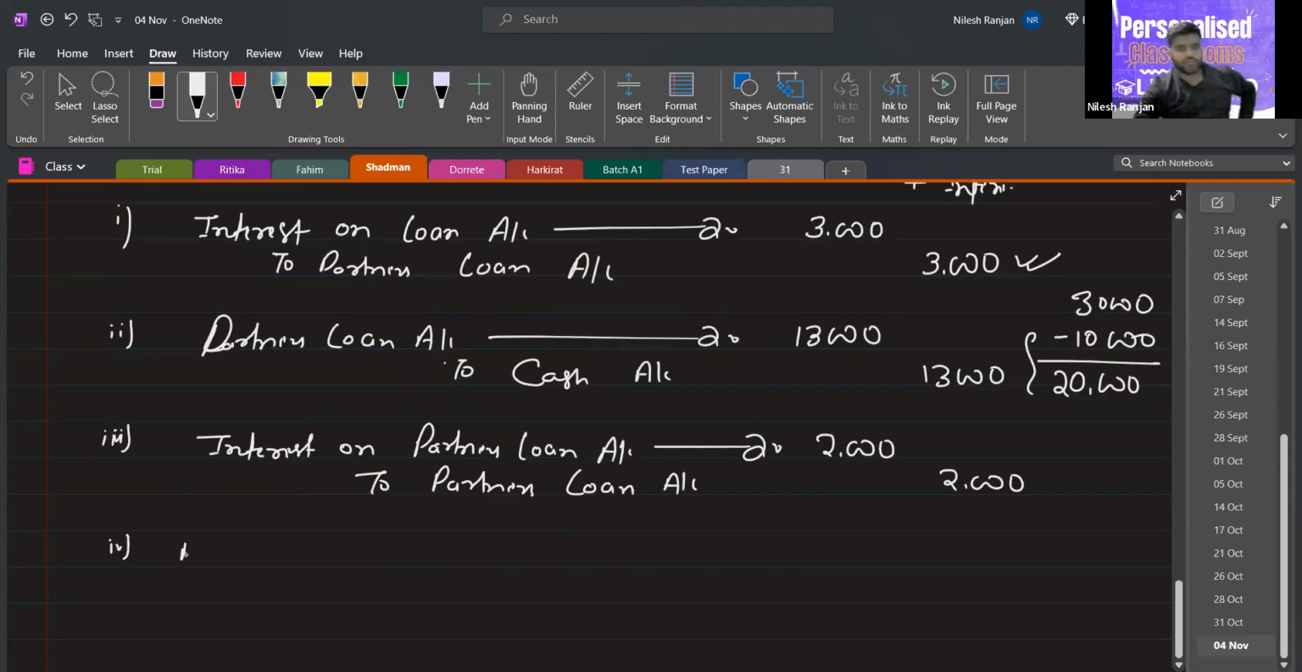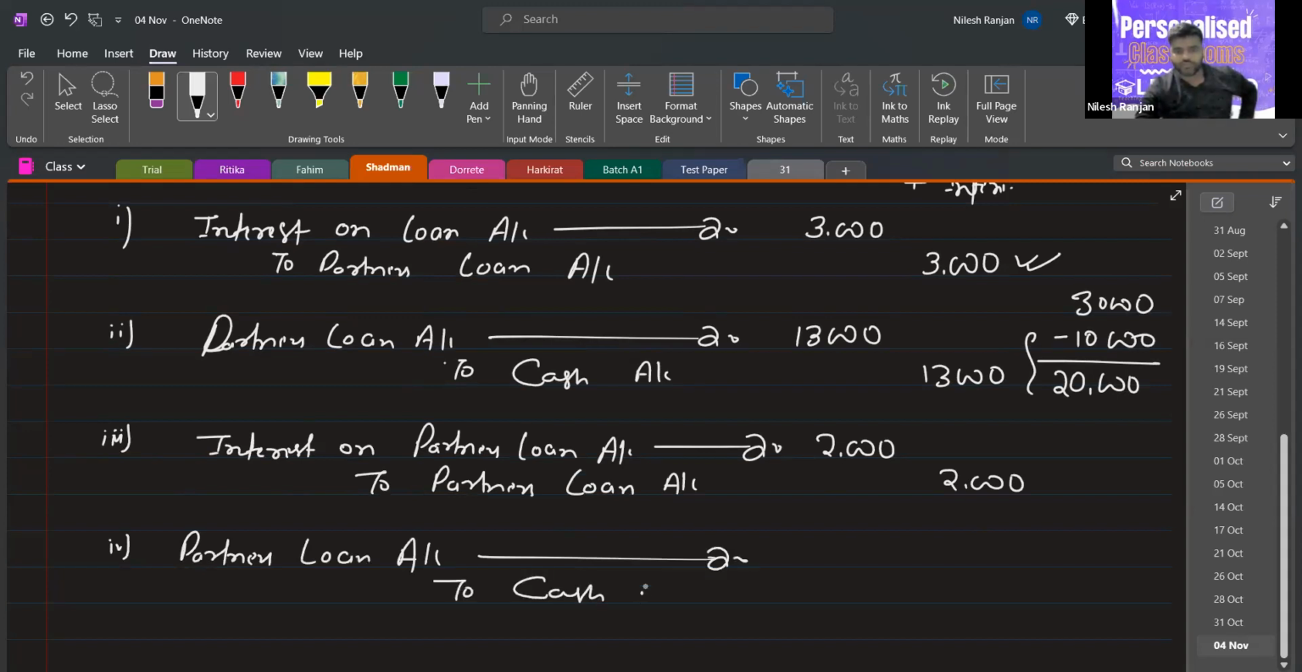And the amount paid will be how much? It will be 12,000. Very good. In the next year, the interest will be 1,000, because now the balance is 10,000 only. So the interest will be 1,000 and this entry will be 11,000. So you can pass journal entries like this.